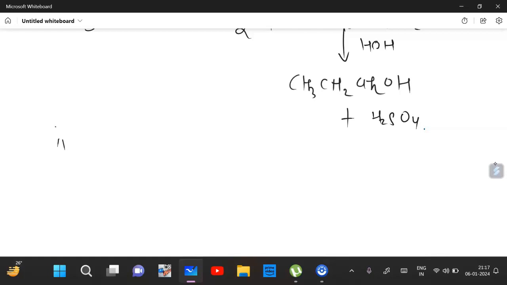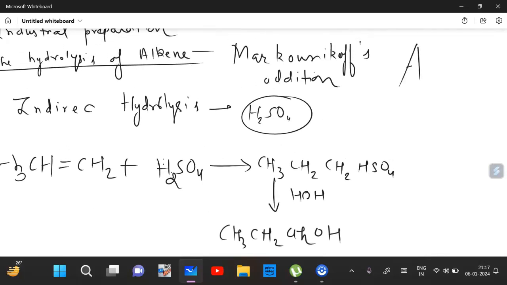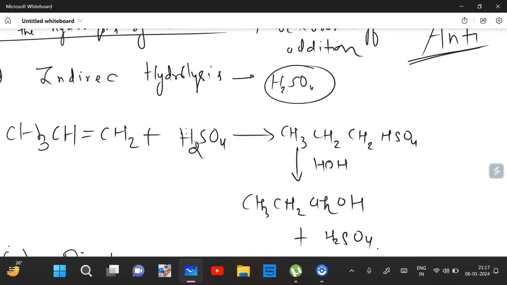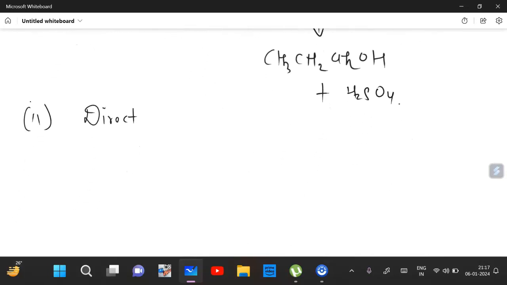This is the indirect one, and the direct hydrolysis will be. So this will be anti-Markovnikov basically. You can see this is anti-Markovnikov. Indirect hydrolysis is anti-Markovnikov. The direct one is like that. The direct hydrolysis will show Markovnikov rule. The reaction follows like that.